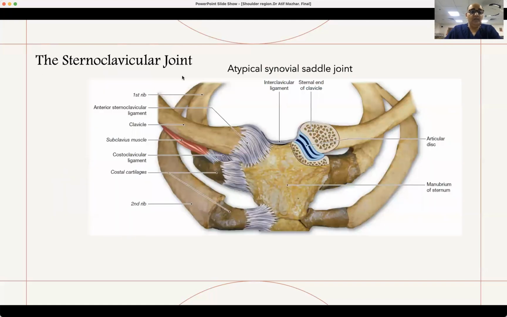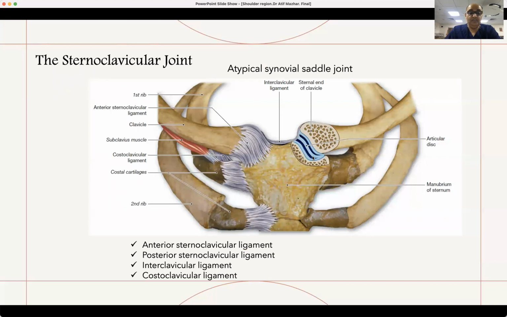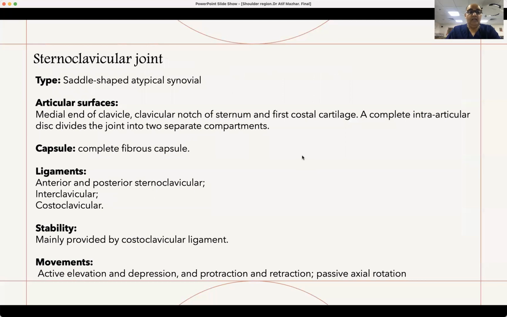Now, the last joint for today, the sternoclavicular joint. Guys, this sternoclavicular joint is also an atypical synovial type of joint, occurring where the medial end of my clavicle meets the sternum, the manubrium part of the sternum. This is a saddle type of atypical synovial joint because the articulating surfaces of these bones are lined with fibrocartilage, not with hyaline cartilage, and there's a disc in between. So this is the list of the ligaments which contribute to making this joint. And then this is the detail which is a must-know about this sternoclavicular joint.